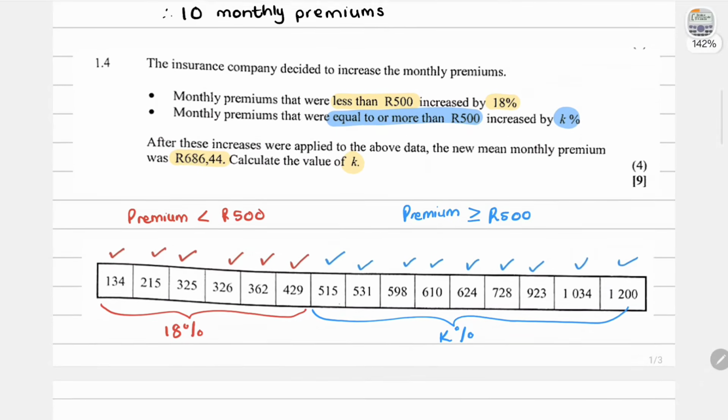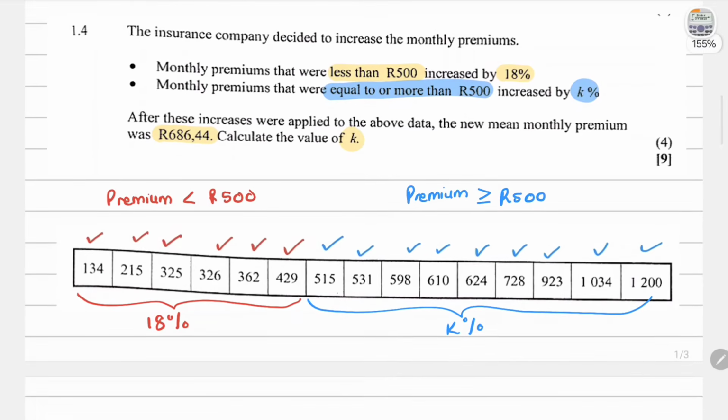So let's think about how we can create some sort of equation to solve for K, to solve this problem. We had the mean of this before, but now these prices have increased. This increases by 18% and that by K%. But then when put together, when they are added together, the final mean amount we have is this.